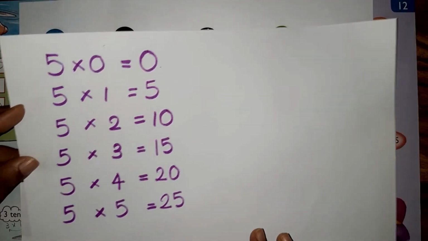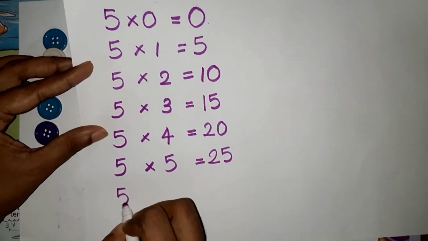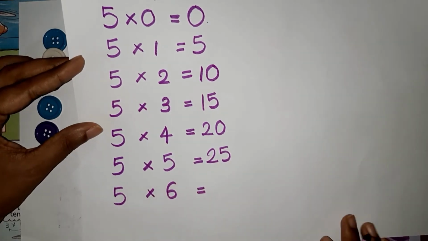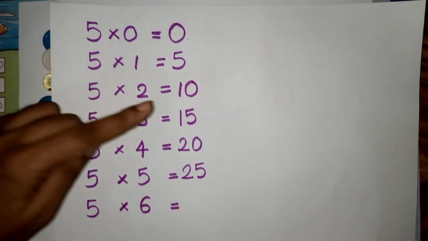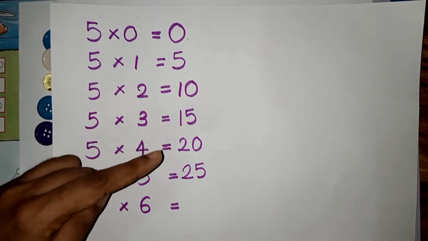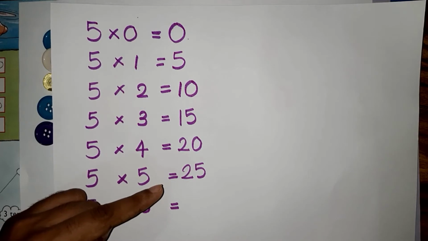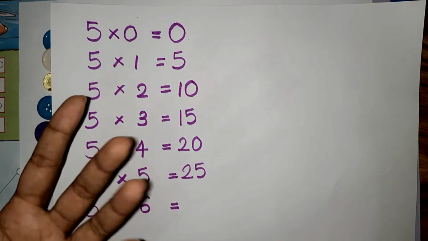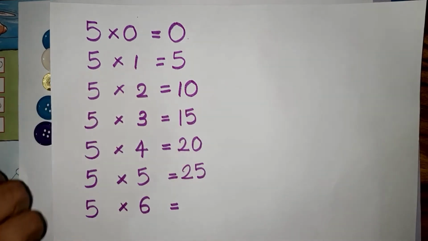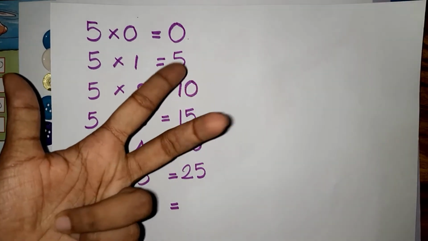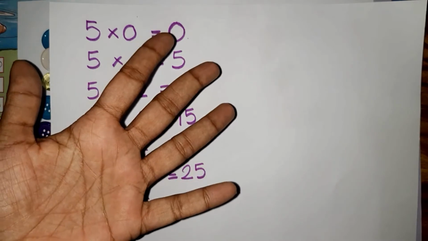Now can you think of 5 after 25? 5 by 5, 10, 15, 20, 25, and 5 after 25, you just add 5 fingers, 25, 26, 27, 28, 29 and 30.